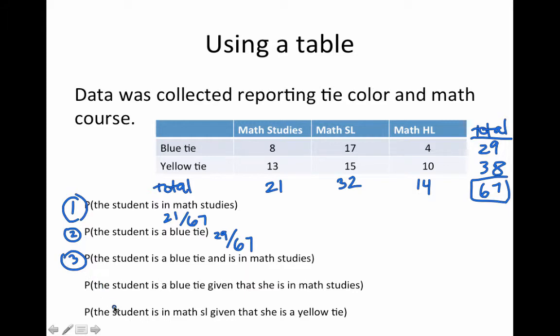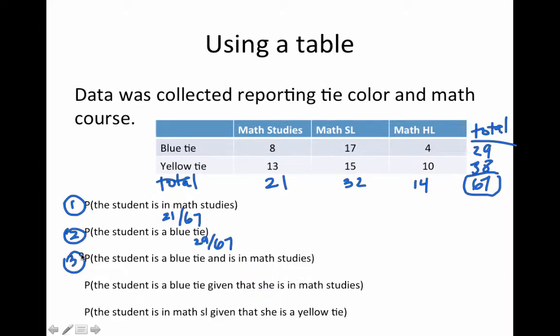For the third problem, I want to find the probability that a student is a blue tie and is in math studies. I just look at the intersection of math studies and blue tie. So there are 8 students that are blue ties and in math studies. So I take that number and I divide it by the total.